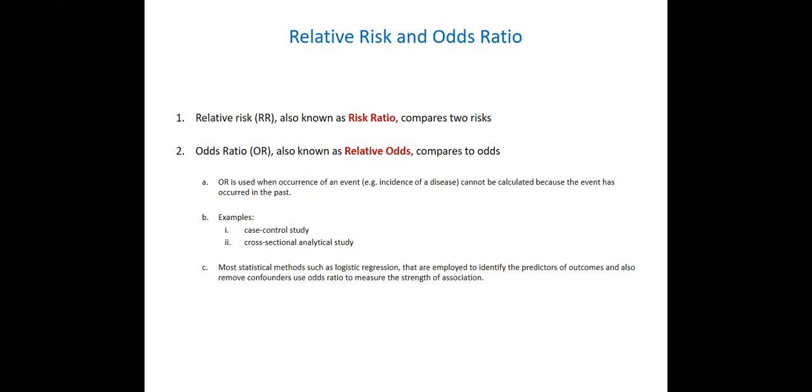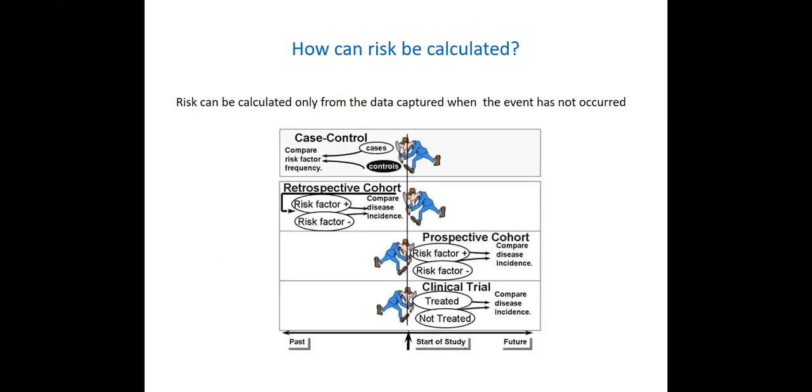So it's odds ratio. It's how you can calculate and compare between two groups. That's why you use odds ratio. So case control study, cross-sectional analytical study, you use odds ratio. Most statistical methods such as logistic regression that are employed to identify the predictors of outcome and also remove confounders use odds ratio to measure the strength of association. So you see odds ratio, I said that it's somehow more universal.